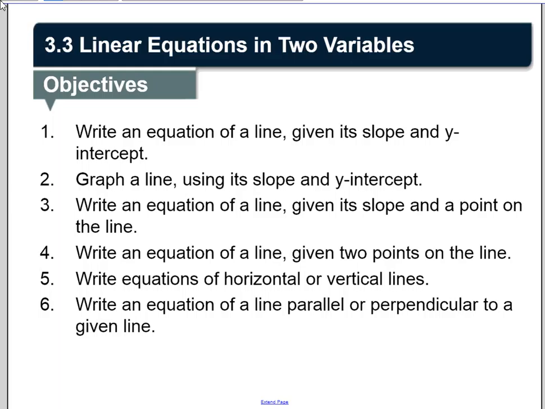Our objectives for this section are to write an equation of a line given its slope and y-intercept, graph a line using its slope and y-intercept, write an equation of a line given its slope and a point on the line, write an equation of a line given 2 points on the line, write equations of horizontal and vertical lines, and write an equation of a line parallel or perpendicular to a given line.